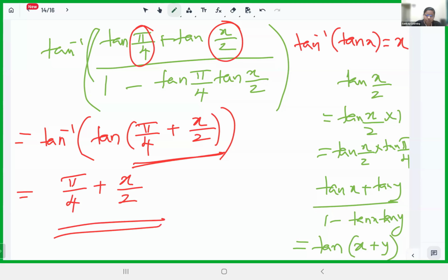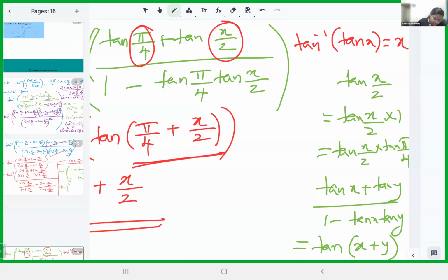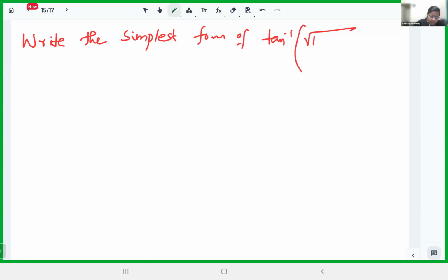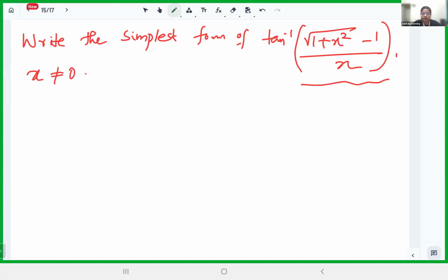All right. Now we are moving on to the third question. Write the simplest form of tan inverse of root of 1 plus x square minus 1 by x, where x is not equal to 0. X cannot be equal to 0 because if x is 0, then this function is not defined, right? We have to find out the simplest form. For that, we have to make some kind of substitution, right?